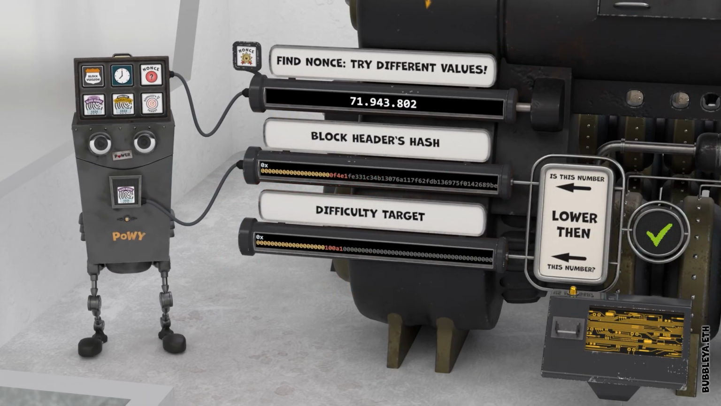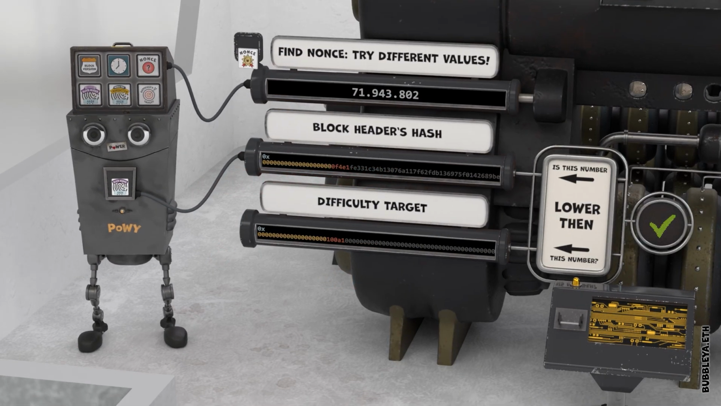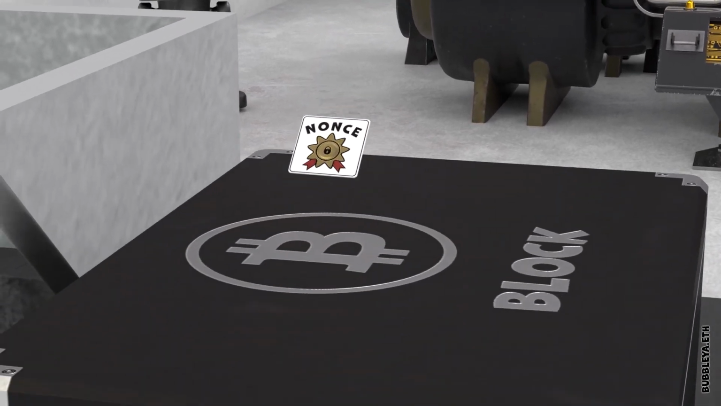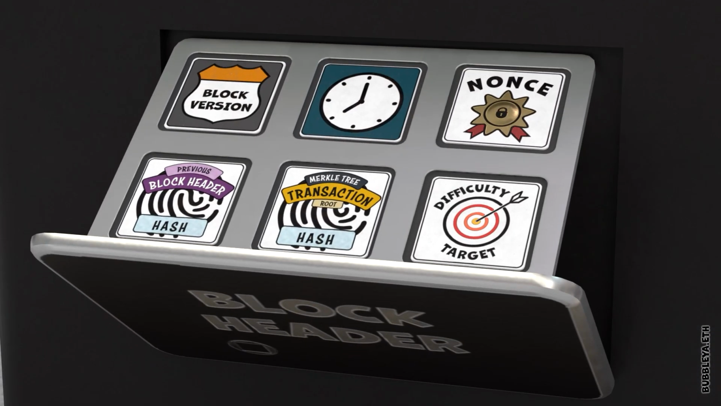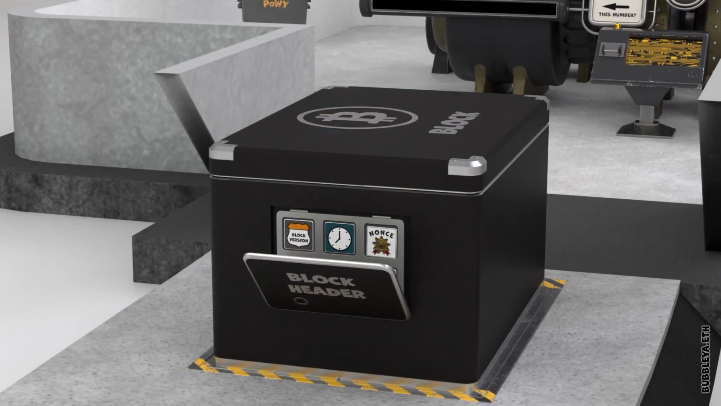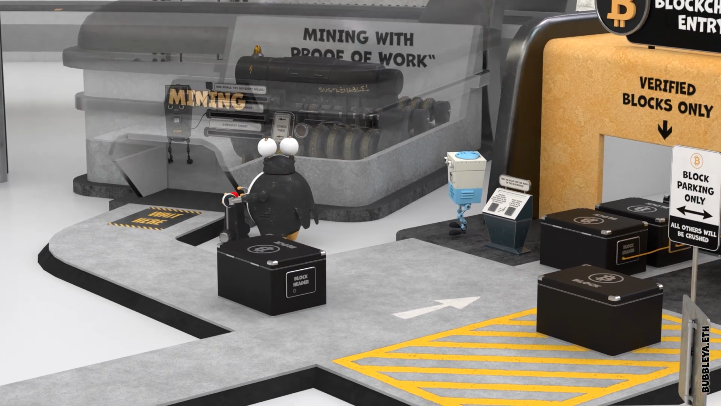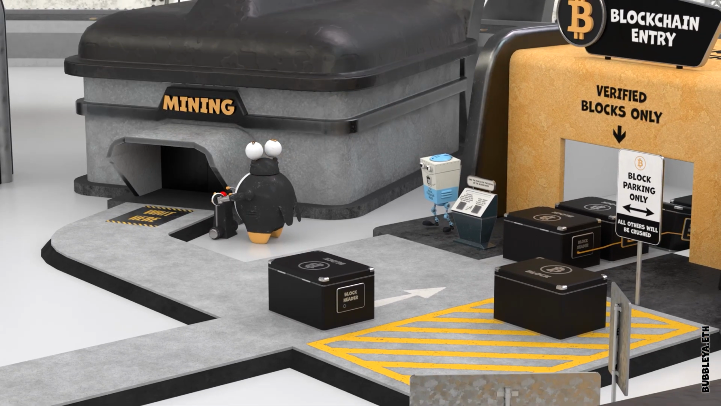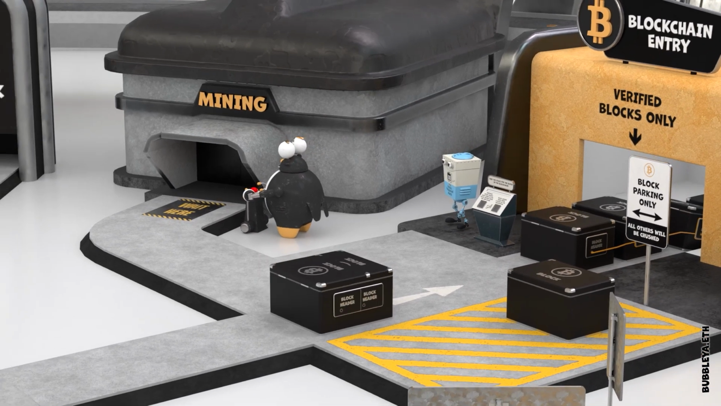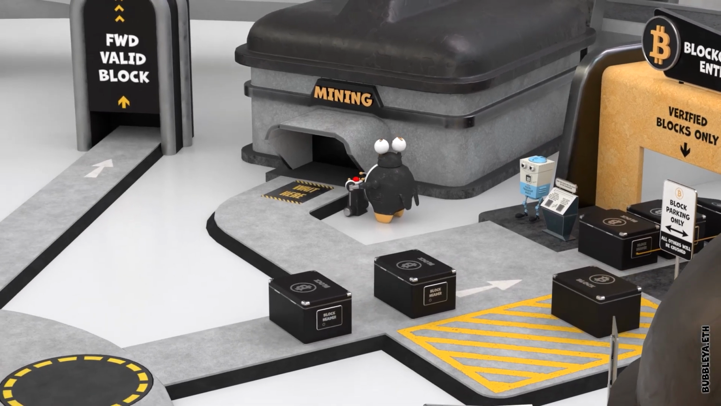After the miner finds the correct nonce, they replace the 0 value of the nonce in the block header with the newly found one. This transforms the candidate block into a valid new one, meeting the Bitcoin protocol requirements. The miner then propagates this new block to the Bitcoin network.